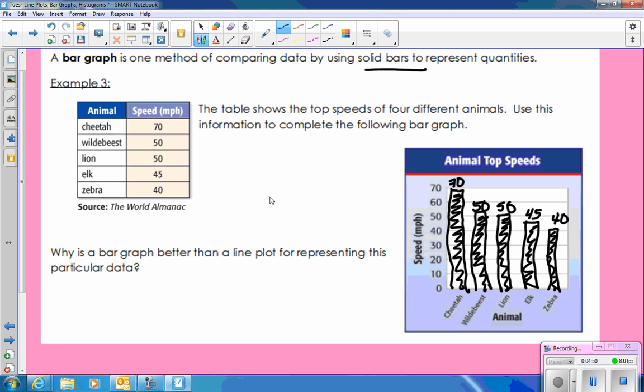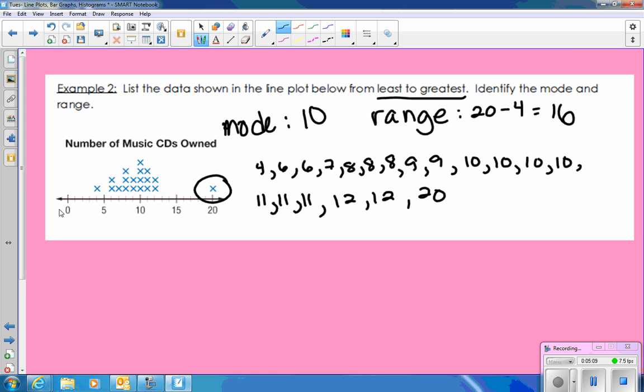So in this particular circumstance, a bar graph is better than a line plot for representing this particular data, because that would be a lot of x's over the number 70. Additionally, this information is listed using two different pieces, a cheetah and the speed. All a line graph does is show you numbers. So you would lose the labels on those animals, and so it wouldn't be as meaningful to display that data because all you would see is a whole bunch of x's over the value of 70.